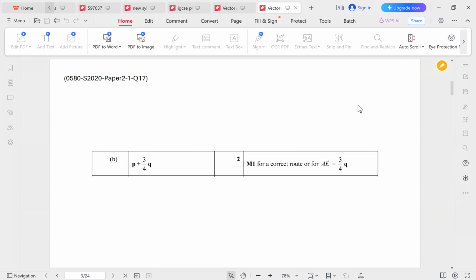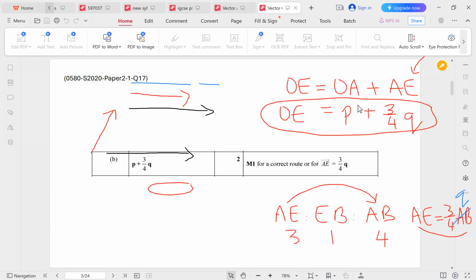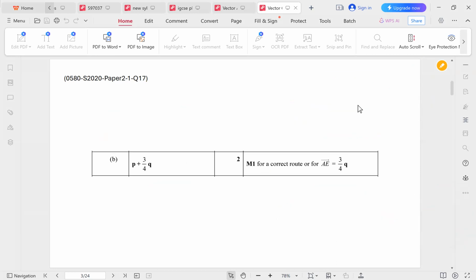Notice that you have a method mark for the correct route. So let's just undo here and get the written material. The correct route is basically this equation here. So you would get a mark for writing this equation, and you would get another mark for figuring out that AE is equal to 3 over 4Q. What I'm trying to say is that writing the equation of the path or the route is very important, and it contributes to the marks that you are awarded. So let's move on.